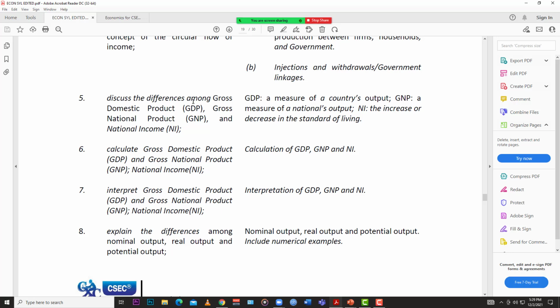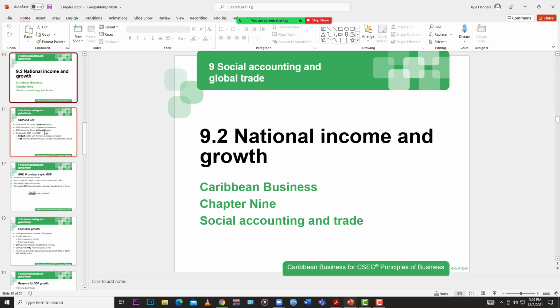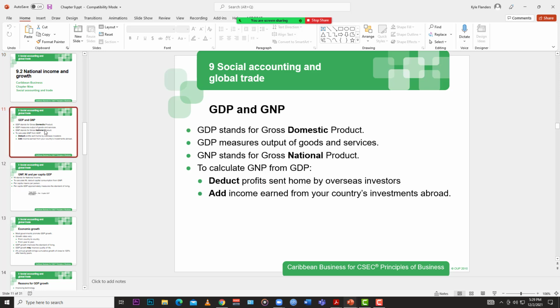Now we move on to what we call GNP, gross national product. That's what the N stands for. When they say national, we're referring to the monetary value of all goods produced by factors of production owned by nationals of a particular country, right? Owned by nationals of the country.